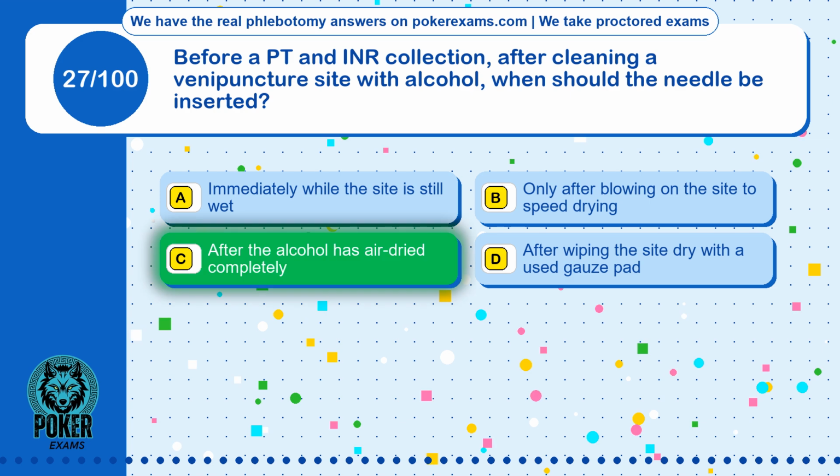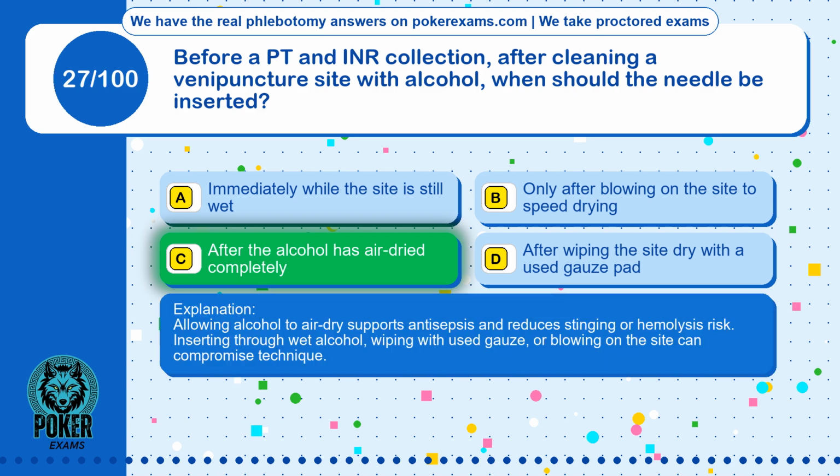The correct answer is option C. After the alcohol has air dried completely. Allowing alcohol to air dry supports antisepsis and reduces stinging or hemolysis risk. Inserting through wet alcohol, wiping with used gauze, or blowing on the site can compromise technique.